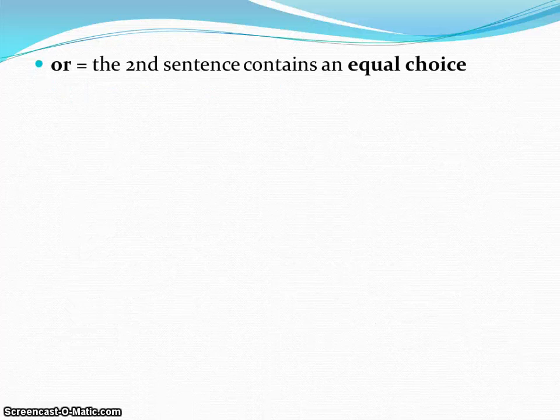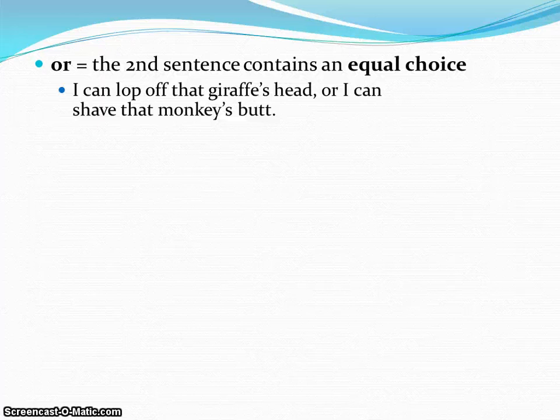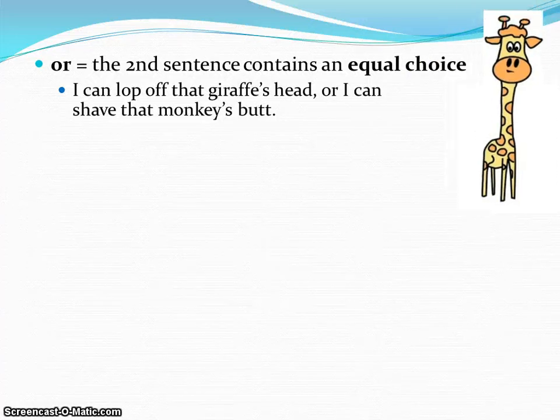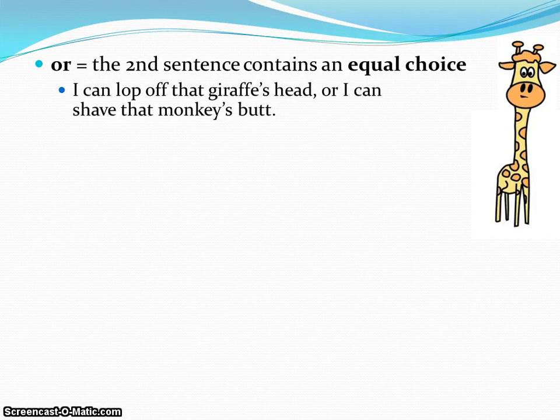The other relationships, or. The second sentence represents an equal choice. I could lop off that giraffe's head, or I could shave that monkey's butt. Both of those are equal in terms of terrible things I would have to do. Clearly, though, I would choose lopping off that giraffe's head. More specifically, this giraffe.